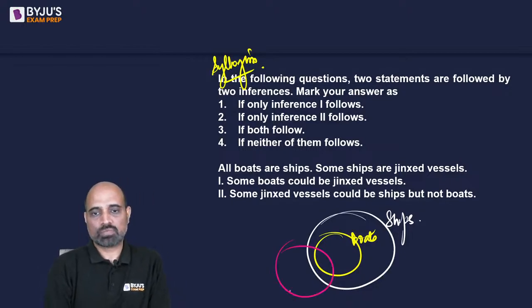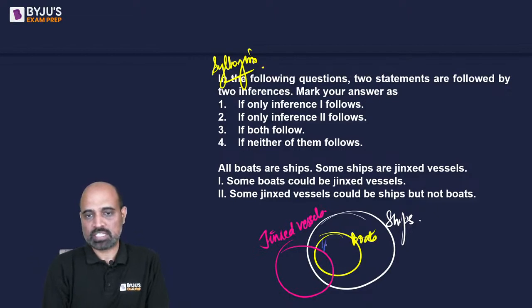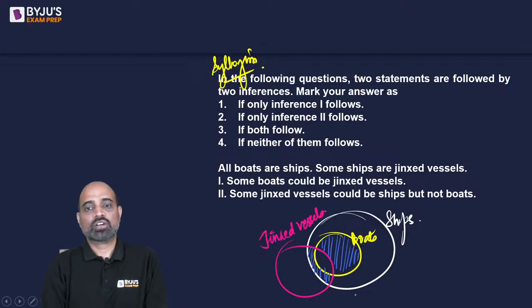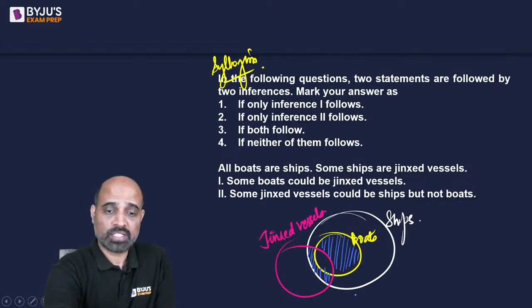So same as the previous one here, right? And then we are going to shade the portion that we are pretty sure about. It says all boats are ships, so boats are inside ships, and some ships are jinxed vessels, so this part. Okay, so the diagram is the same, the names of the sets are different, the statements may be different. So let's read that.